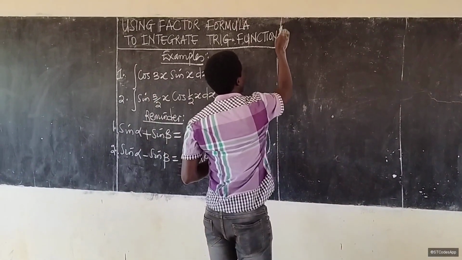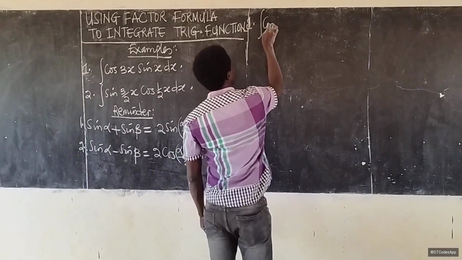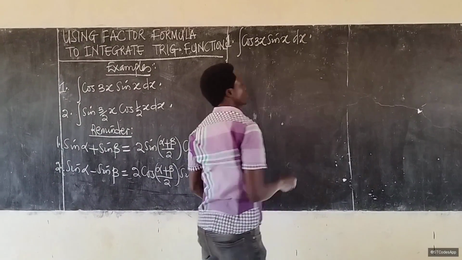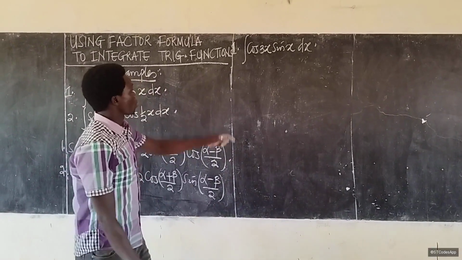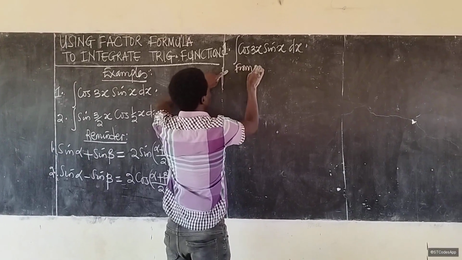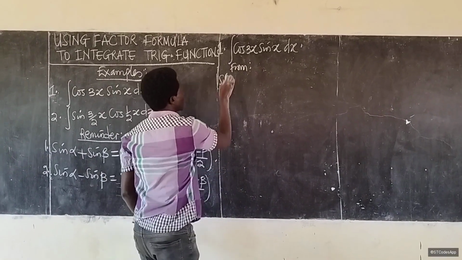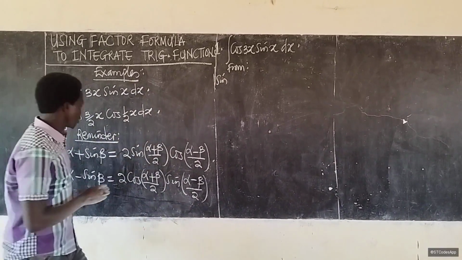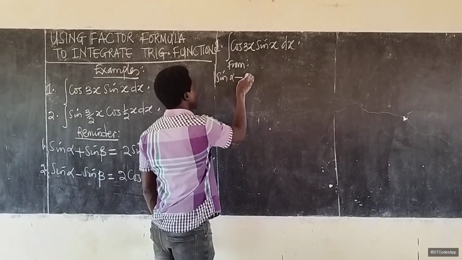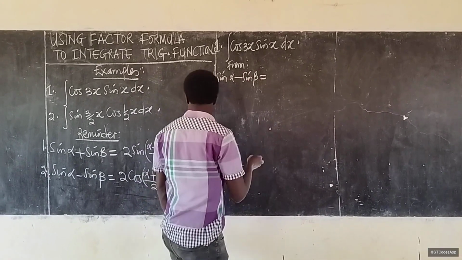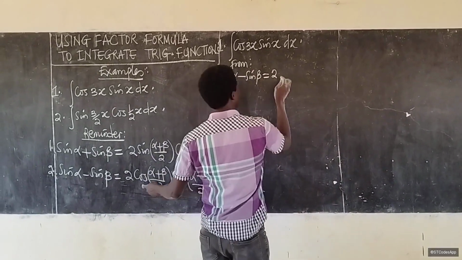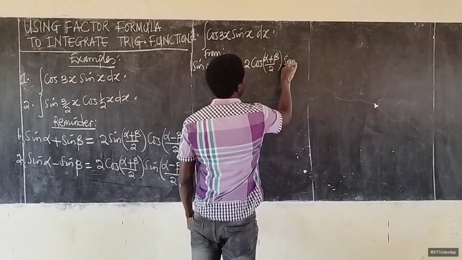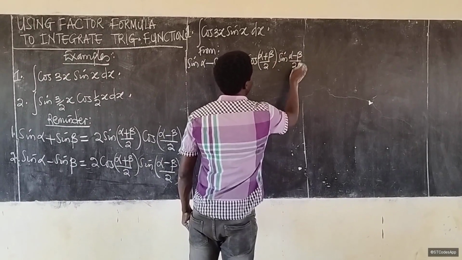So, number one, we have the integral of cosine of 3x sine of x dx. That is what we are supposed to integrate. So I'll say, from the fact that we have now actually settled that this is the right factor formula we are supposed to use, depending on the angles, I'll have sine alpha minus sine beta gives me 2 of cosine alpha plus beta out of 2, and then sine of alpha minus beta out of 2.